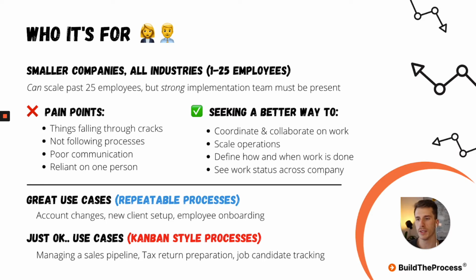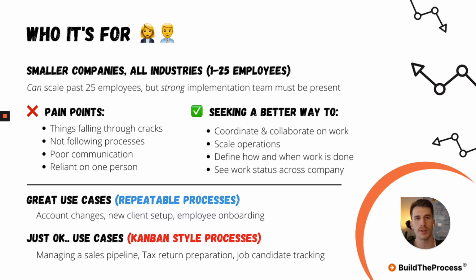And they also want visibility. So they need a better way to see and track the workflows that are currently outstanding in the company so that they can have a good understanding of people's capacity and get a really encapsulating snapshot of what's happening at that point in time. So some of the great use cases for Process Street are repeatable processes.